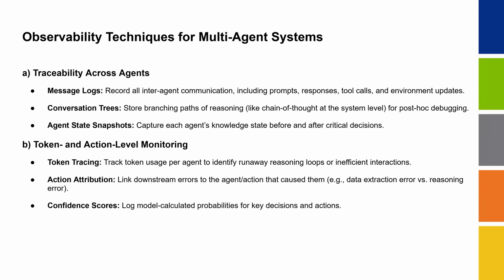And final is observability techniques for multi-agent systems. Traceability across agents is very much necessary. We will see in the labs that I have printed message logs, error handling and catching. So message logs record all inter-agent communication, including prompts, responses, tool calls, and environment updates. We have conversation trees, which store branching paths of reasoning like chain of thought at the system level for post hoc debugging, and then agent state snapshots, which capture each agent's knowledge state before and after critical decisions.